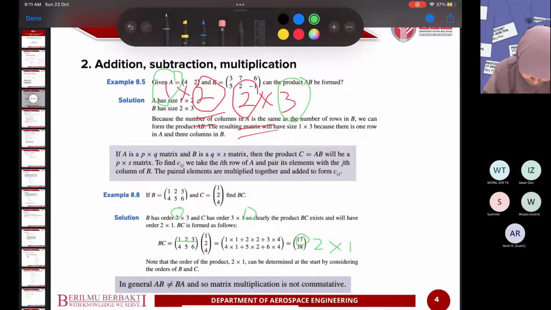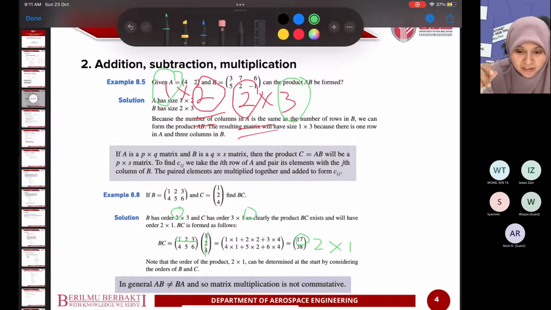Okay, first row and first column. So the answer 17 is from the first column, because the position of the component 17 is in the first column and first row. So we do first column, first row: 1 times 1, 2 times 2, 3 times 4.